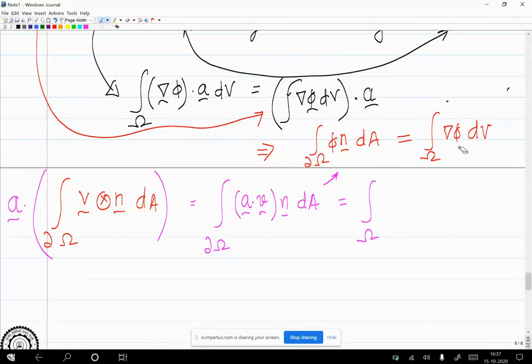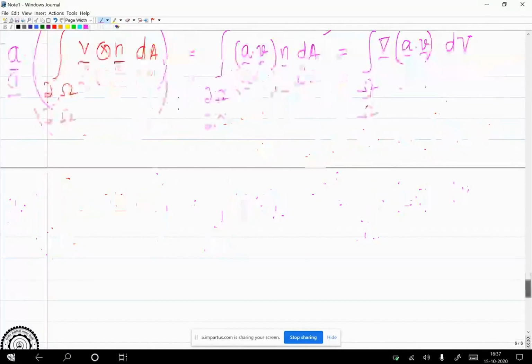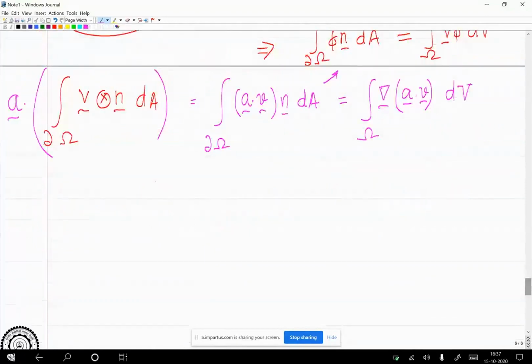And so this becomes integral over omega of, okay, I think I made a mistake here. The gradient is here. So this is now gradient of A dot V dV. So now we have to work out this gradient of A dot V. So let's work it out. Gradient of A dot V.